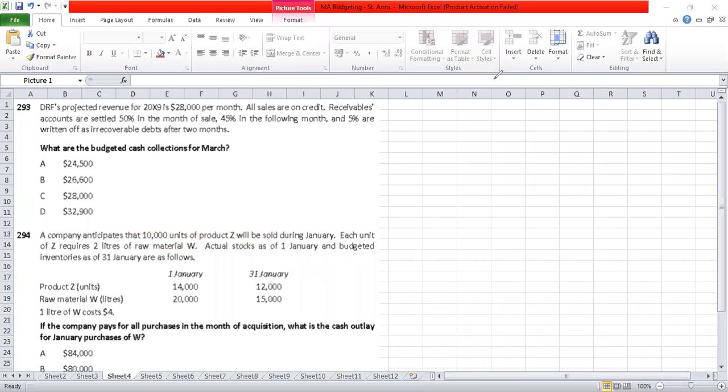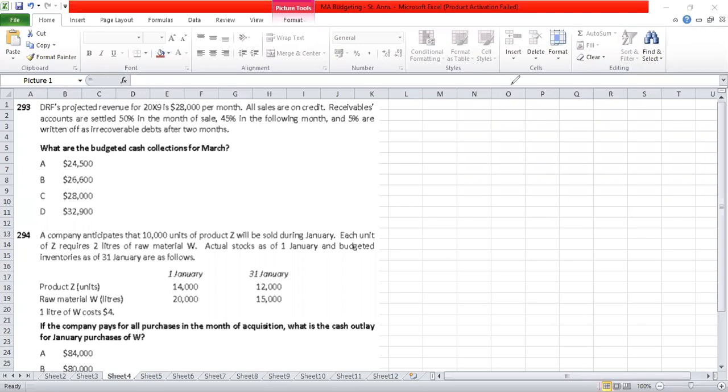Question number 293 is there on the screen. Please look into this. DRS projected revenue for 20X9 is 28,000 per month. All sales are on credit. Receivables accounts are settled 50% in the month of sales, 45% in the following month, and 5% written off as irrecoverable debts after 2 months. What are the budgeted cash collections for March?